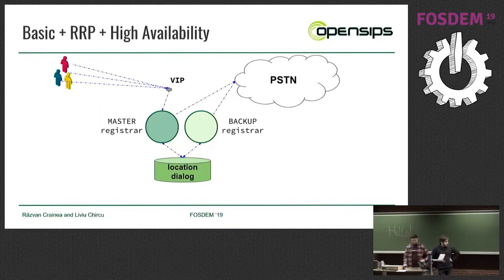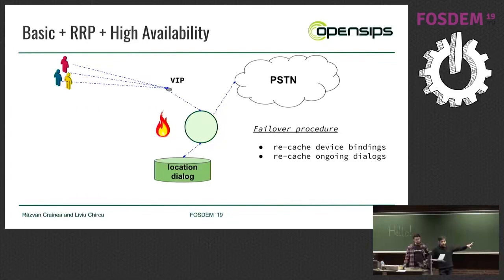So the plan is that when the active node fails, the backup has this little failover procedure that says, let's reload all the dialogues from the shared database, let's recache all the registrations, and maybe afterwards the service will survive. Okay, so that's basically what we had up until OpenSIPS 1.11, when we started slowly moving into the clustering area.